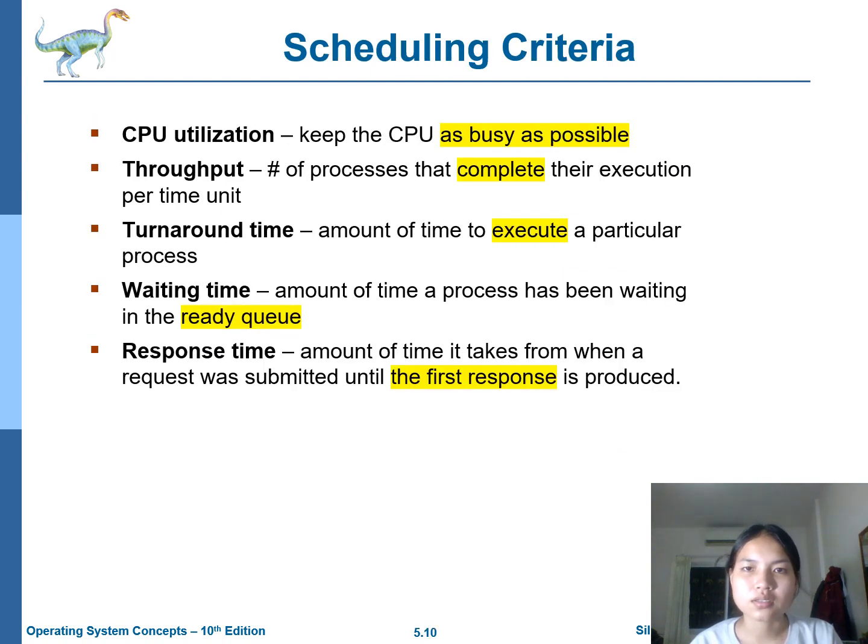Sharing criteria. CPU utilization: keep the CPU as busy as possible. Throughput: the number of processes that complete their execution per time unit.